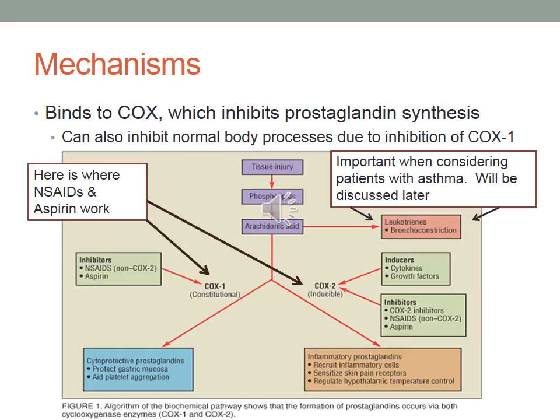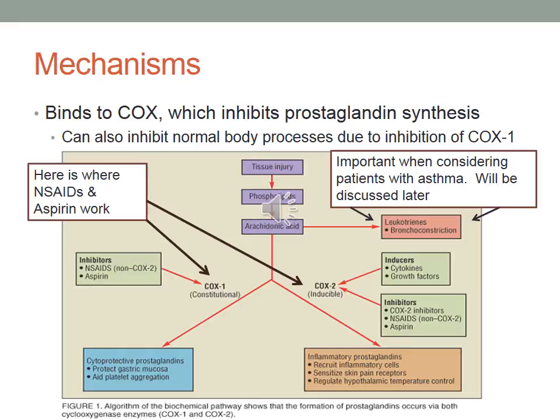So again, the chart here is showing you where NSAIDs and aspirin work. An important point, again, the leukotrienes. Some asthma patients will be very sensitive to anti-inflammatory drugs. The reason for that is if COX-1 and COX-2 get inhibited, it allows the expression of leukotrienes to become more prominent, so they'll be more prone to having a bronchoconstriction episode.